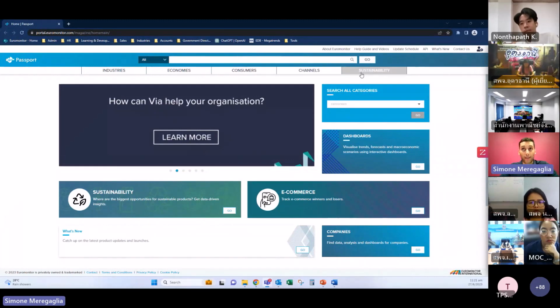Everything in Passport that is blue means you have access to it. Whatever is gray means you do not subscribe to it. So I'm not going to present it today, so you're not confused.